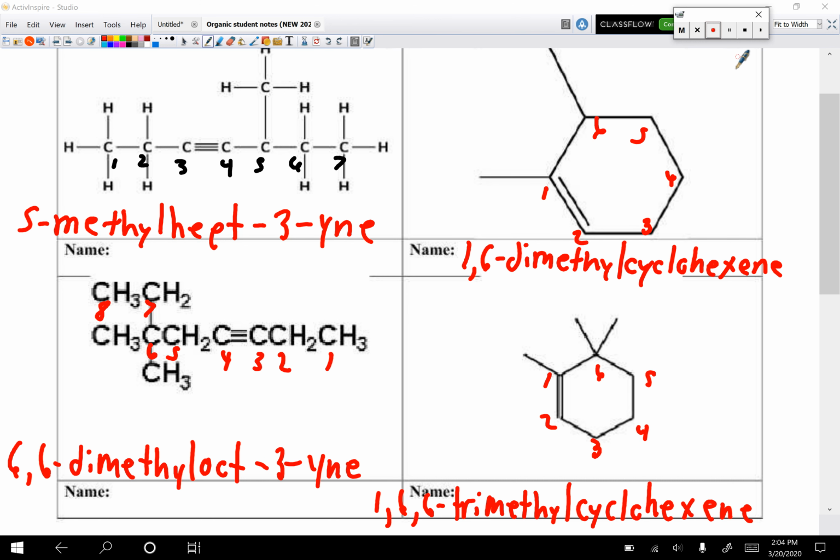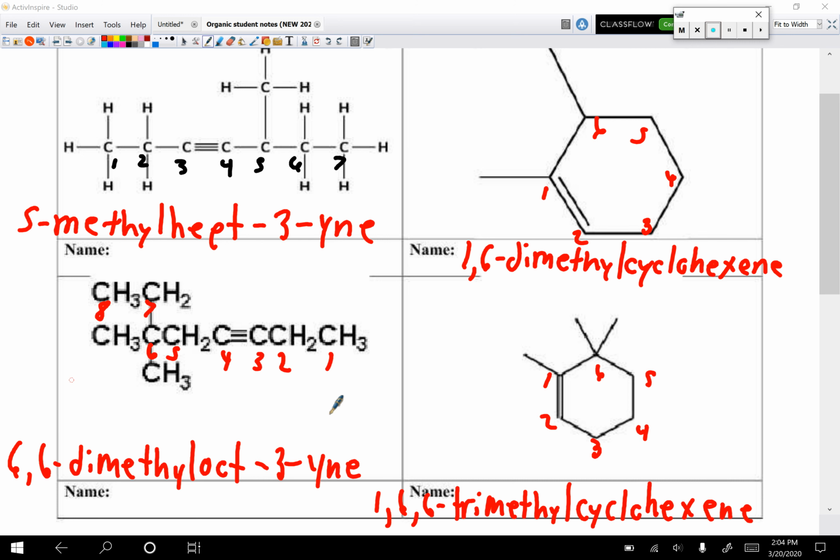All right, and these are all the things filled in. So our first big one right here, we got 5-methylhept-3-yne. So we had to start labeling over here on the left to get our multiple bond close to carbon 3. Our next one over here, we will notice I labeled this as carbon 1 for the same reasons before. We have our multiple bond at carbon 1 and 2, but we have a branch off carbon 1. That is the lowest number possible, so that's why it's 1,6-dimethylcyclohexene.